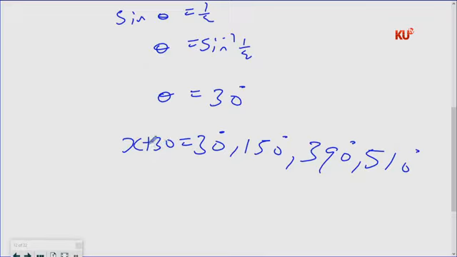So to get x, let's find the values of x. You'll have x plus 30 is equal to the first angle here, which is 30 degrees. So x will be equal to, take this 30 to the other side, 30 minus 30, which is 0 degrees. I don't know if you should have 0, because 0 means nothing. So you have nothing left there.